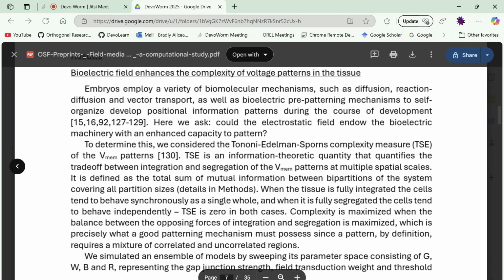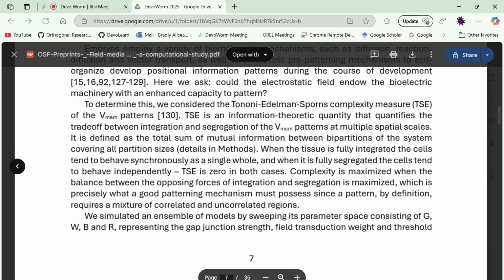This is an information theoretic quantity. Tononi's integrated information is kind of related to this, and it quantifies the trade-off between integration and segregation of the VMEM patterns at multiple spatial scales. So it's looking at the total sum of mutual information between bipartitions of the system covering all partition sizes. They talk about this in the methods, but basically it's a way to understand the complexity of these fields, the heterogeneity of these fields, and to get a single parameter that tells you something about the information of these fields.